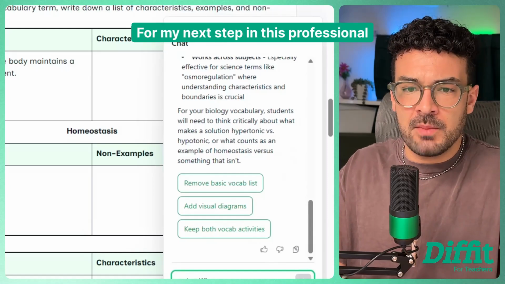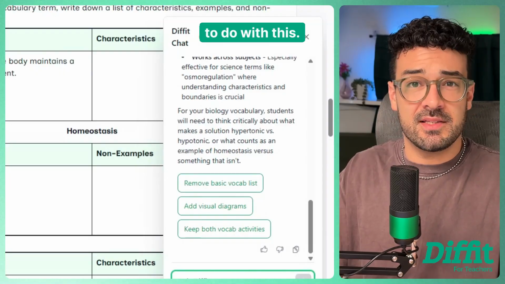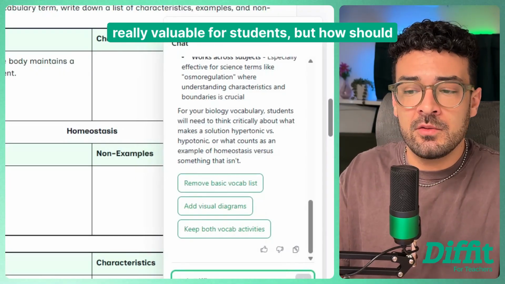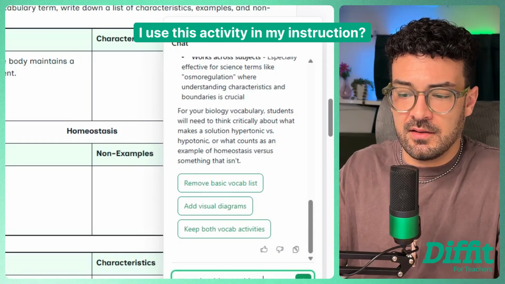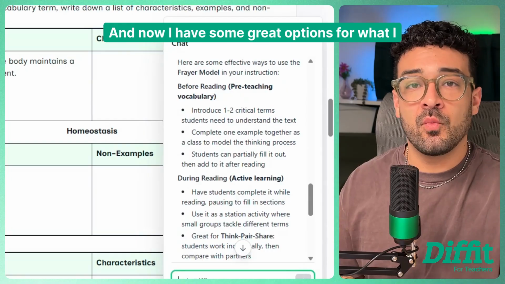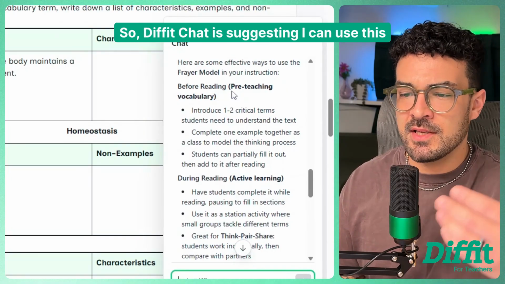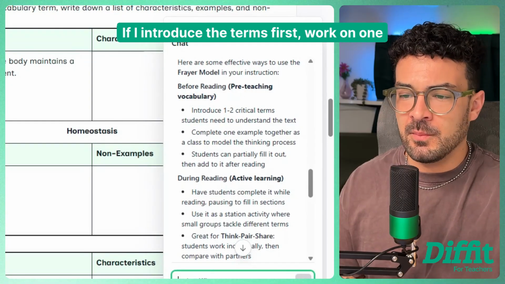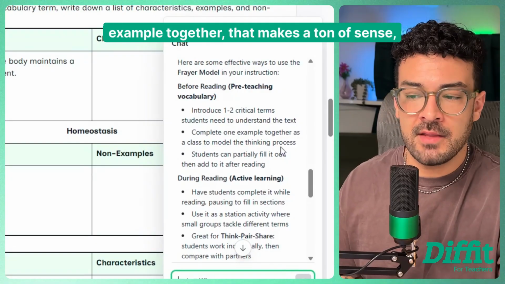For my next step in this professional learning journey, I think I'm wondering what to do with this. It makes a ton of sense that it would be really valuable for students, but how should I use this activity in my instruction? And now I have some great options for what I can actually do with this. So Diffit Chat is suggesting I can use this before reading. If I introduce the terms first, work on one example together, that makes a ton of sense.